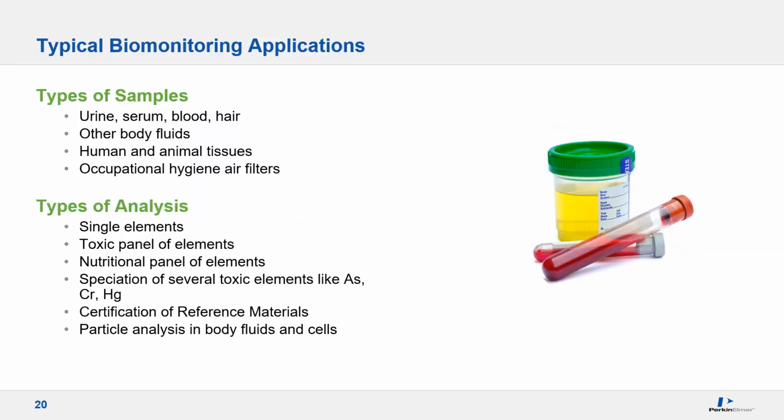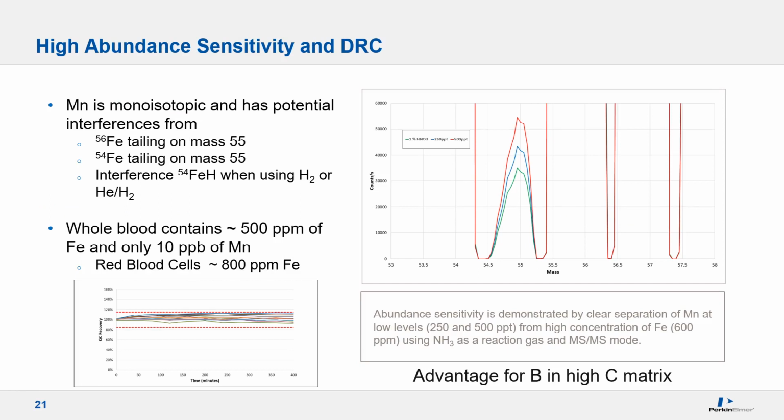When we talk about biomonitoring applications, we talk about urine, serum, blood analysis typically. We might be talking about single element analysis, toxic panels of elements, nutrient panels, and also speciation of several toxic elements, arsenic, chromium, mercury, or particle analysis in body fluids, like for example for titanium. And what's common there is a situation where we have a matrix of high salt, high organics, high protein samples, which might give rise to certain interferences, which we need to control or eliminate.